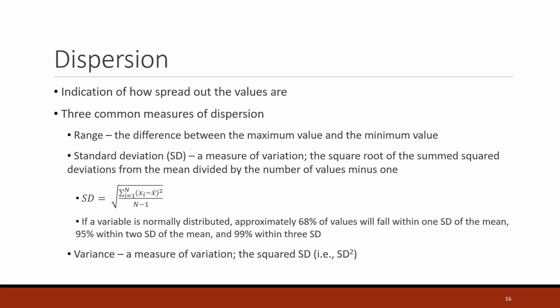So the mean and the standard deviation often go hand in hand, including in reporting, which we will talk about as well. And then the variance is also a measure of variation, and it's the squared standard deviation. So if you take off that little square root of the formula of the standard deviation, you're left with the variance.